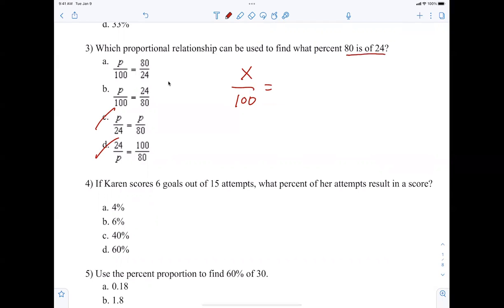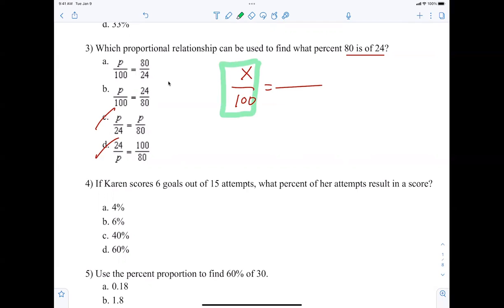Which one is the total? 80. All right, I agree. Find what percent 80 is of 24. What do you think? I got B. Well, it doesn't matter what you get wrong. The first thing I want to know is, because they're talking about a percentage, it's X over 100. So I agree with that.